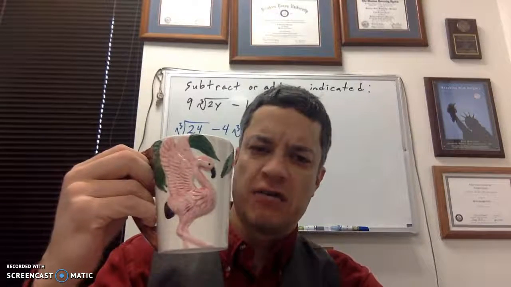Have you ever noticed how a flamingo looks like a square root? Interesting. The square root symbol, that is.